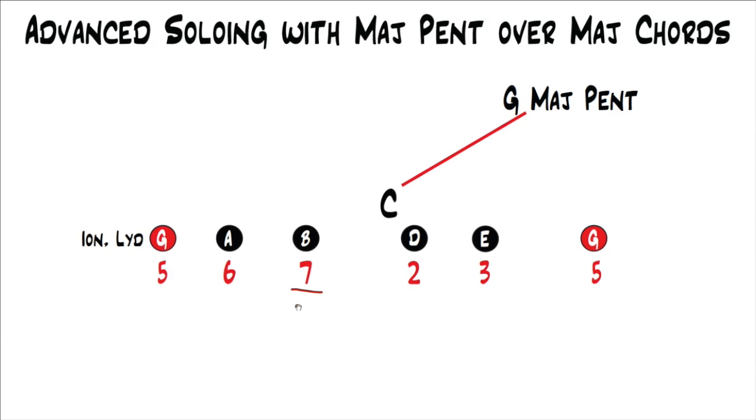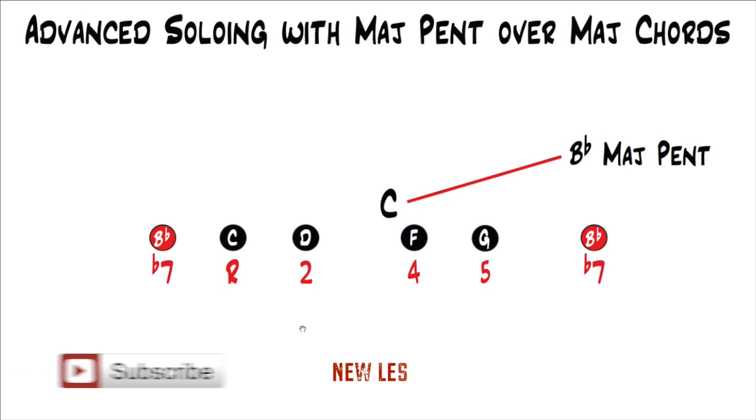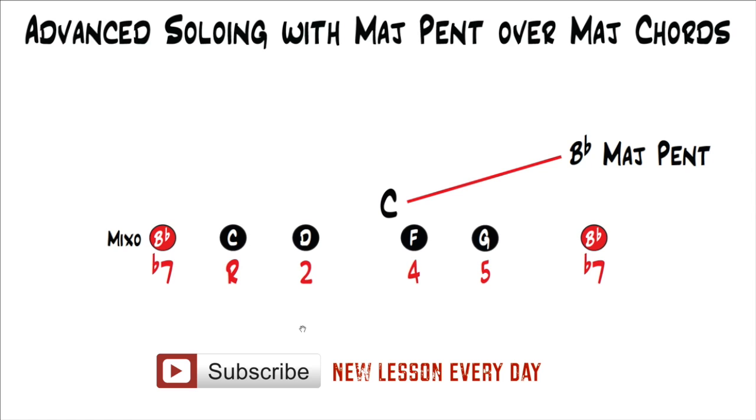Your last option is to use B flat major pentatonic over the C major chord. And B flat major pentatonic is B flat, C, D, F, G, back to B flat. Those notes compared to the C major chord in intervals are flat 7, root, 2, 4, 5, back to flat 7. So as you can probably guess, that creates a Mixolydian sound because Mixolydian is the only major mode with a flat 7. So using a B flat major pentatonic over a C major chord would give you a C Mixolydian sound because of that flat 7.